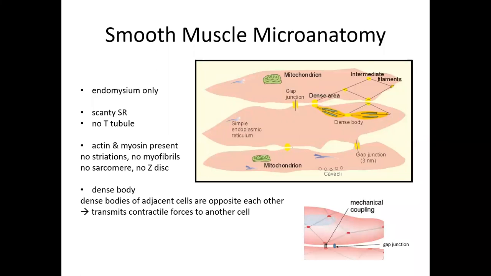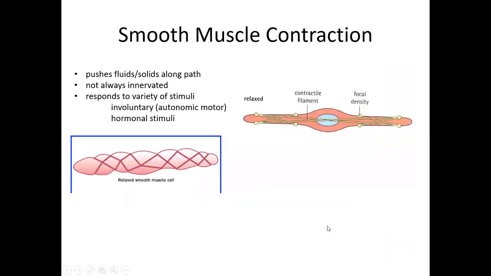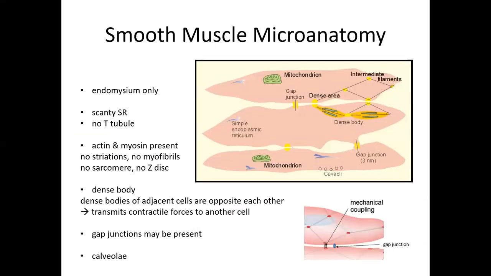And so if you look at the dense body on that lower right picture, what you will notice is those dense bodies are actually transmitting contractile forces between two adjacent smooth muscle cells. Okay. And if we have gap junctions, because some smooth muscle does and some smooth muscle doesn't, as we'll talk about shortly, then we would be able to transfer ions from one to the other. And lastly, looking at the bottom of the upper picture, that lowermost cell of the three, you'll notice that there's something there called a caveoli.